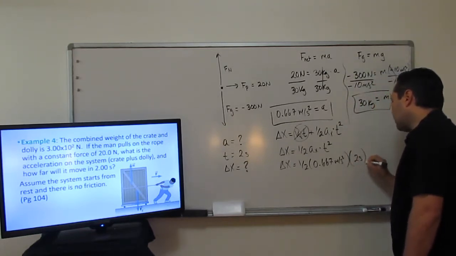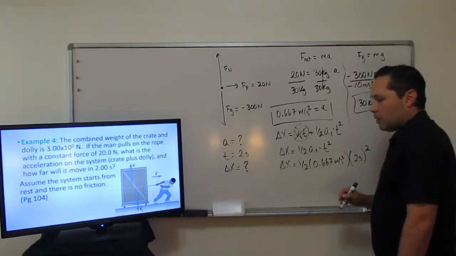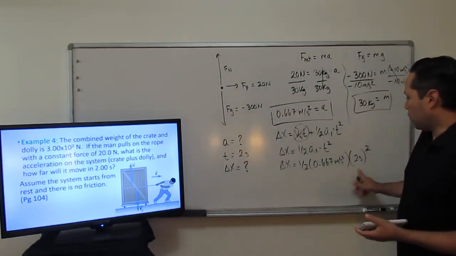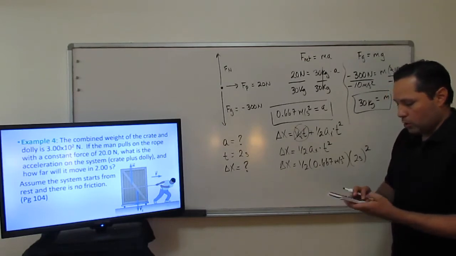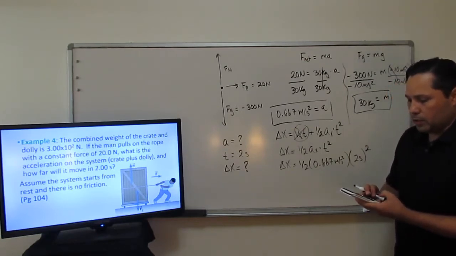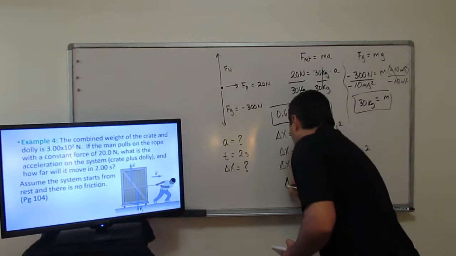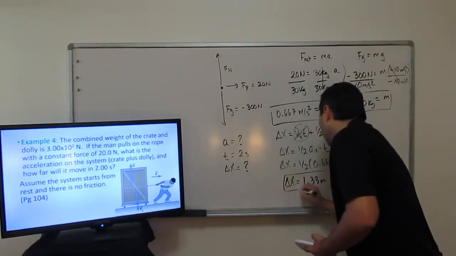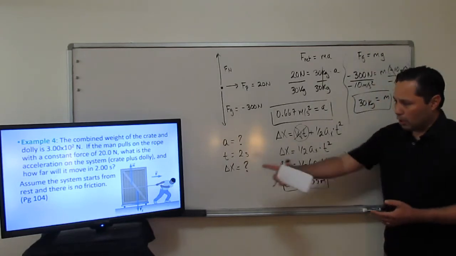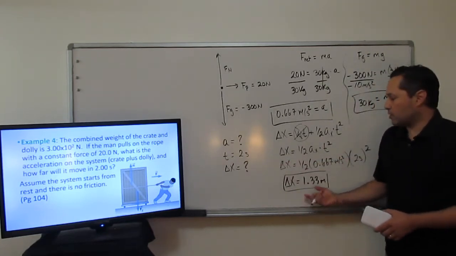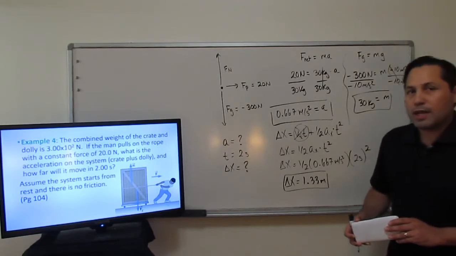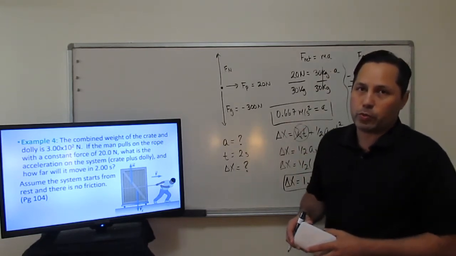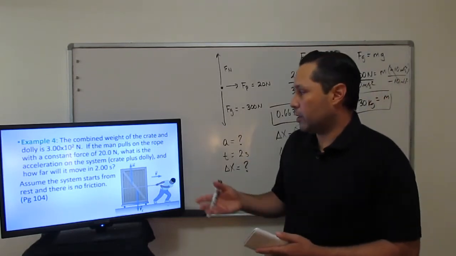Time was 2 seconds, and time is squared. Okay, so we're going to go ahead and get a calculator. So 2 squared is 4, 4 times 1/2 is just 2, so it's just 0.667 times 2, really 1.33. That's our answer. So the man pulling on the crate, after 2 seconds, has traveled 1.33 meters, and his acceleration is 0.667 meters per second squared. Okay, that goes ahead and takes care of example 4.